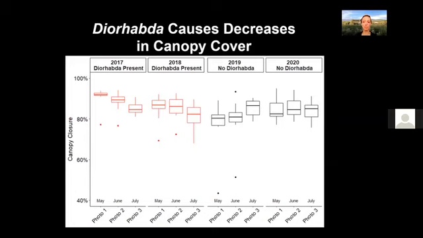However, despite 2 growing seasons without defoliation, the site still has not recovered to pre-Diorabda canopy density. Instead, canopy cover seems to hover around 85 to 90%. This line shows average canopy cover for the site prior to any defoliation, and again, it was over 90%. Despite 2 years without defoliation events, the site has not returned to that level of canopy cover. So we'll come back to why this might be later.